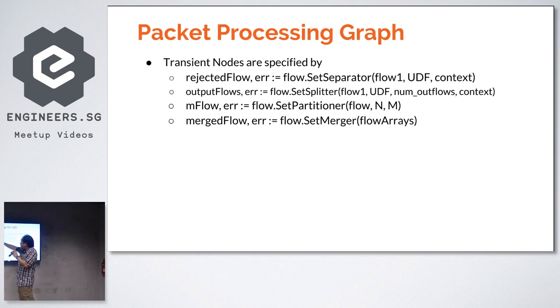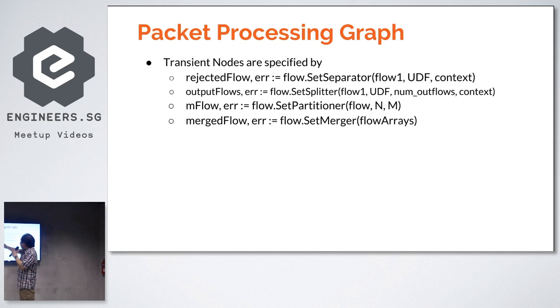And then the other one is the splitter. This allows you to split a single flow into 3 or 4, depending on how many flows you want. So the UDF will need to return an index. For example, if I split this into 3 flows, my UDF must return either 0, 1, or 2, so it knows which flow the packet goes to. So this output flow is actually an array of 3 flows, if num outflow is 3.